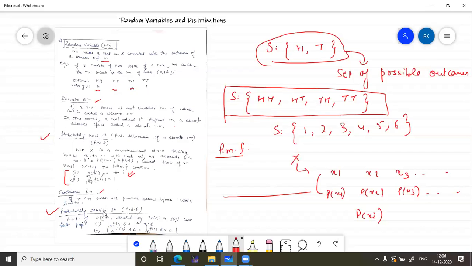In the same way, the probability density function is for the continuous random variable, and in short we write it as PDF. We denote it by f_X(x) or f(x). Throughout the limit from minus infinity to infinity, suppose this is the range here, then the integral from minus infinity to infinity of f(x) dx will be 1, and f(x) will be greater than or equal to 0. These are the conditions for the probability density function.